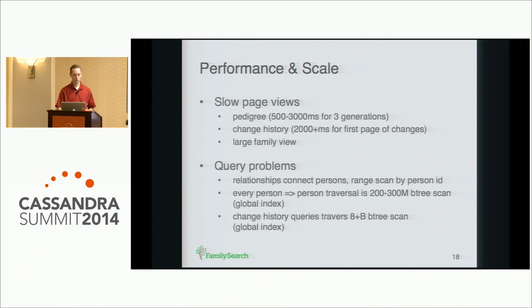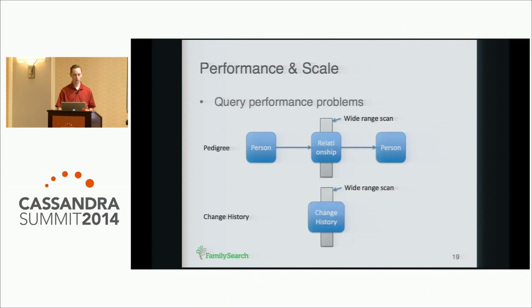So I want to show you, illustrate the index problem. In order to traverse from one person to another person in the current system, there's a relationship table that sits in between. To query that relationship table, we have to have a great big global index. That great big global index is 300 million rows big, and a range scan on that global index costs, we've tuned it, somewhere around 5 milliseconds.